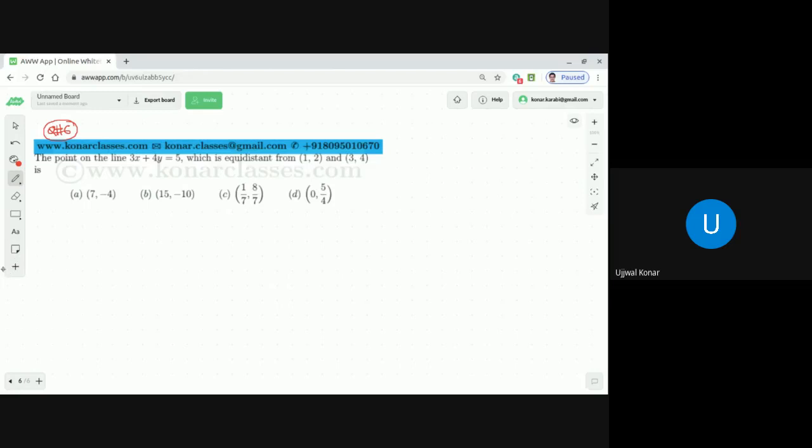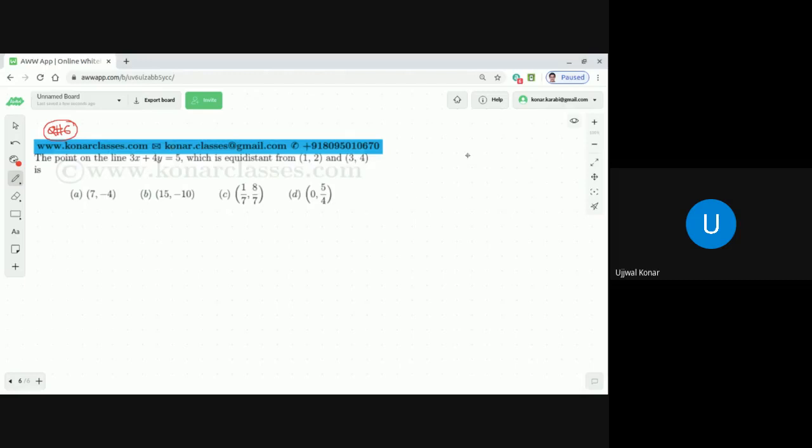So as you see, question number 6 says: the point on the line 3x plus 4y equal to 5, which is equidistant from (1, 2) and (3, 4), is what? We need to find it out. So how to proceed in this question, dear students? Since it is equidistant, first let's take the point on the line 3x plus 4y equal to 5 as a point (x1, y1).